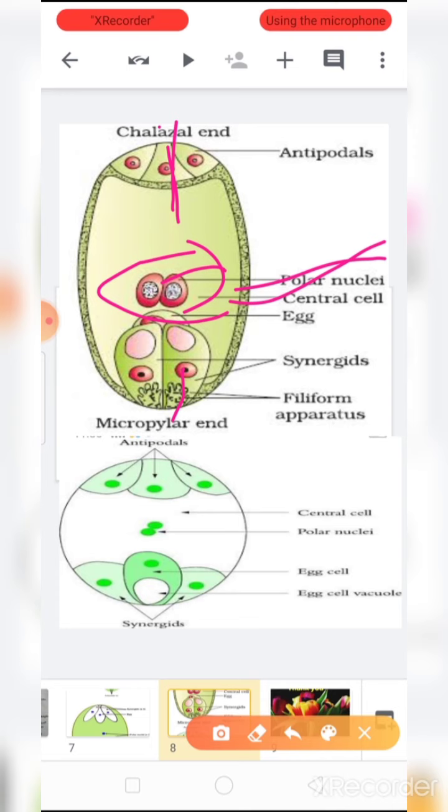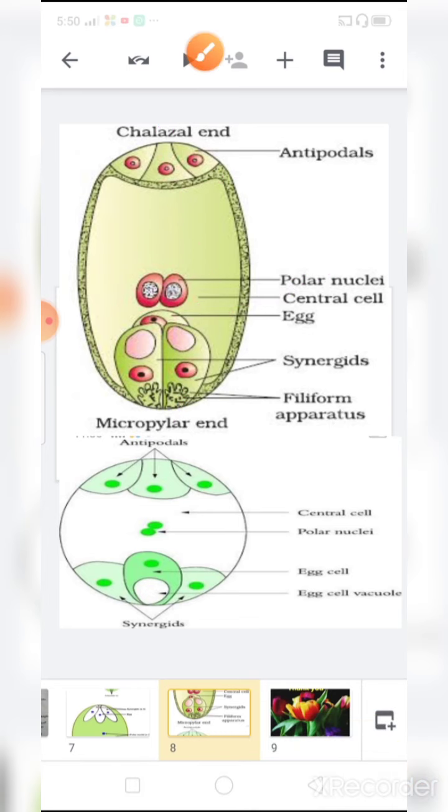Next, coming to the chalazal end, the three nuclei of the chalazal end are surrounded by plasma membrane and form three-celled antipodals. These three antipodal cells degenerate before fertilization. This is about the embryo sac.